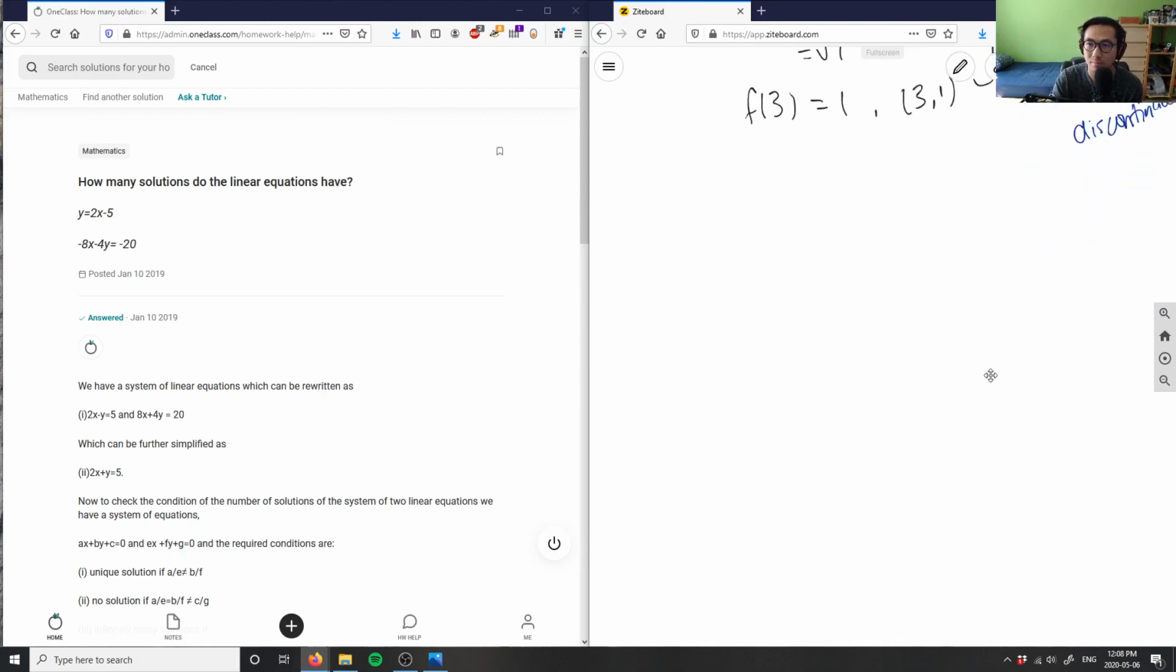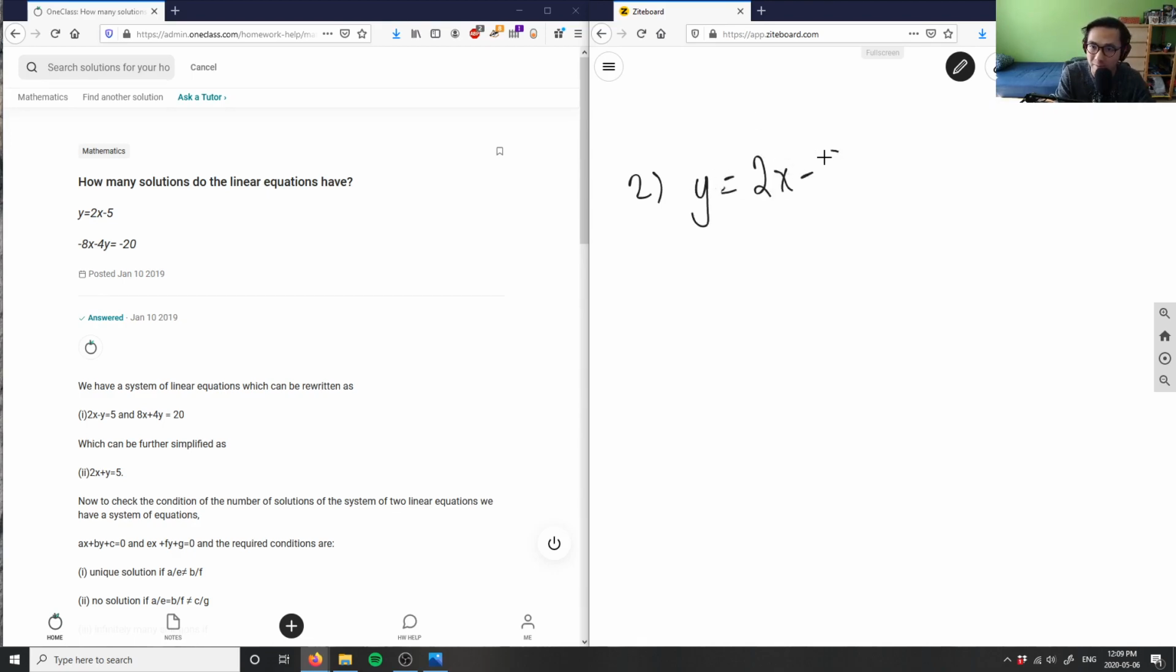Great first question, great calculus question here. So it's question 1. Can look at question 2 here. It's asking how many solutions do the linear equations have. So I have here y equals 2x minus 5, and I have this here 8x minus 4y equals negative 20.